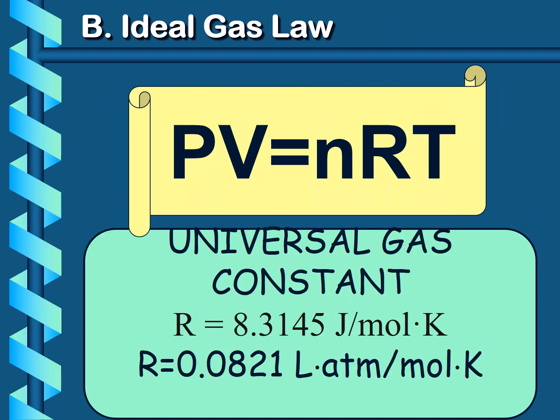Lastly, let us try to discuss the ideal gas law. The ideal gas law tells us that the product of the pressure and volume is equal to the product of the moles of the gas, the temperature, and a universal gas constant.